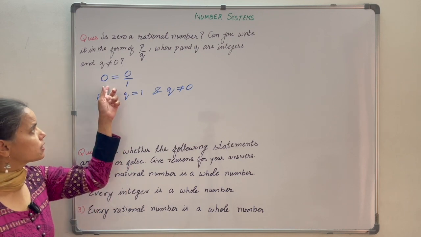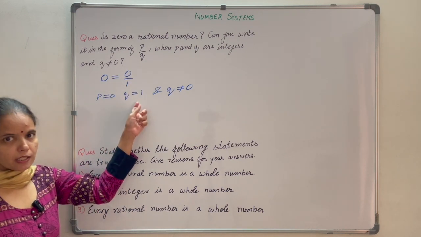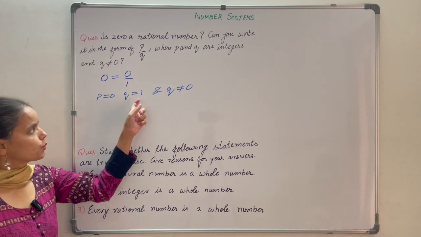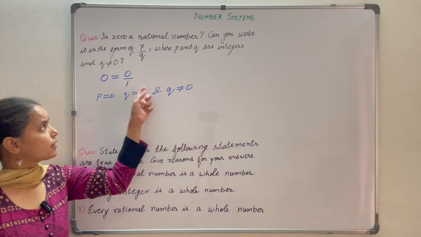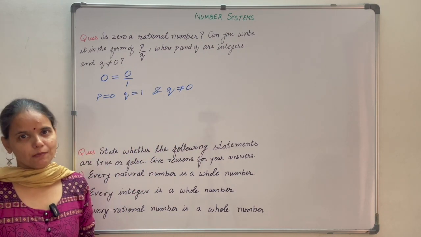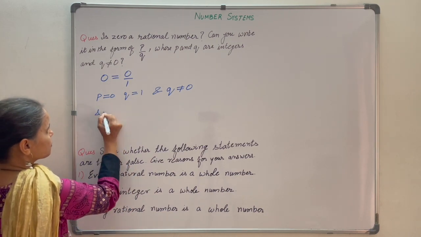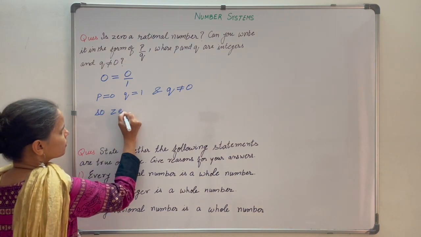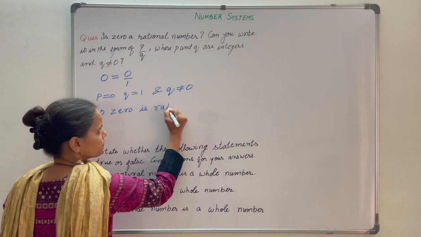You have represented 0 in the form of p by q, where p and q are integers. Here p is 0 and q is 1, and q is not equal to 0. So it satisfies the definition of a rational number. So 0 is a rational number.